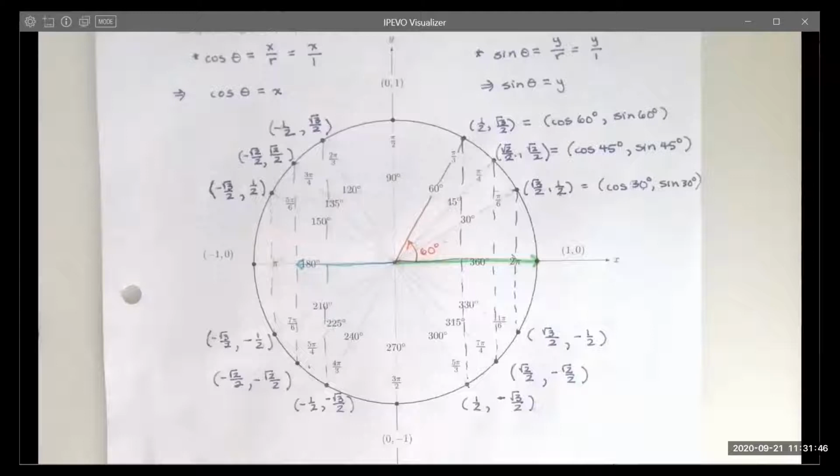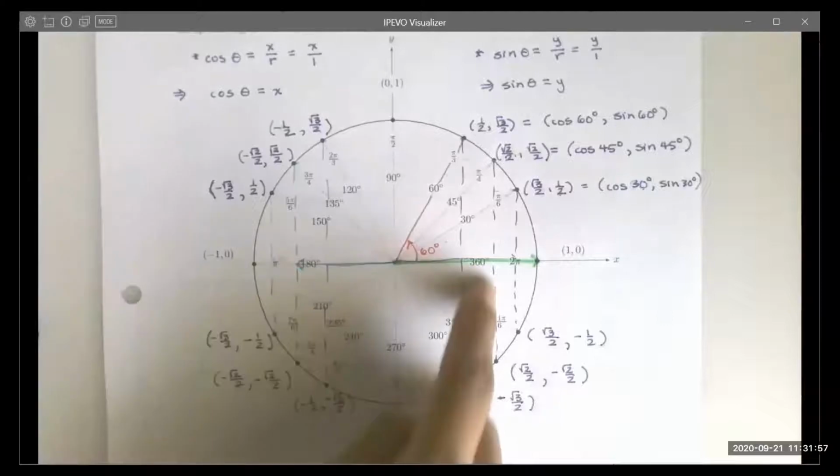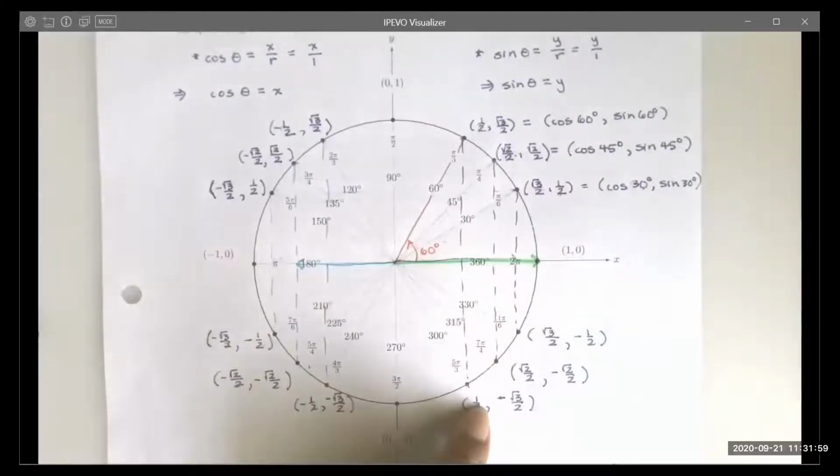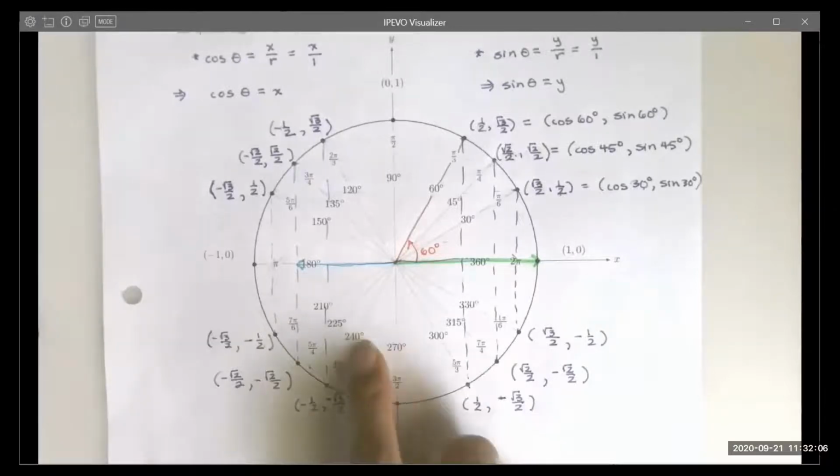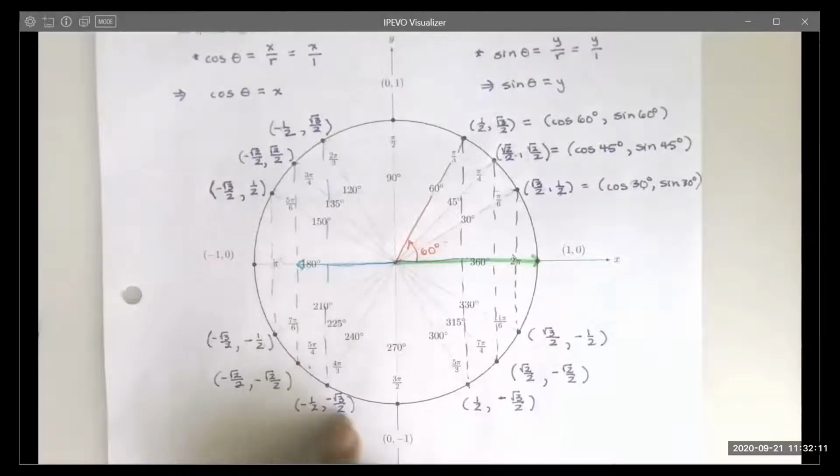Well, we can now use the unit circle to help us find the sine, cosine, tangent, secant, cosecant, and cotangent of any angle here on the unit circle simply by looking at the points. For instance, if we wanted to find cosine of 240, I would go over to the 240 degree angle, look at its coordinates, and pick out the x coordinate. Then I'd be able to say that cosine of 240 is negative 1/2.